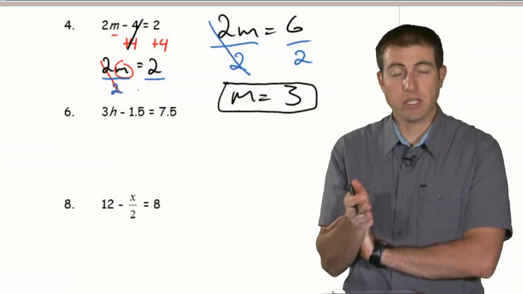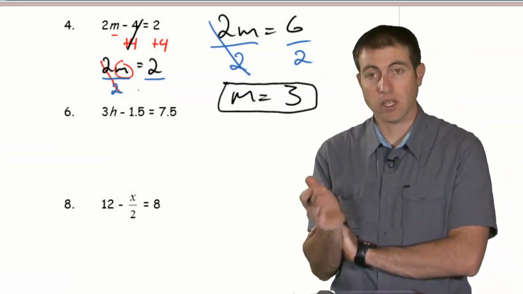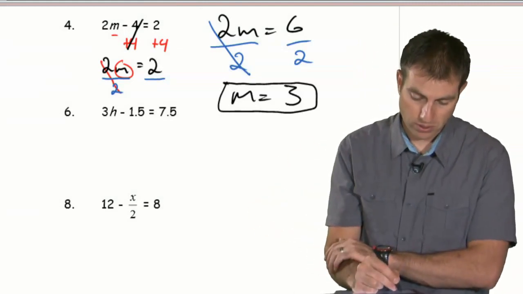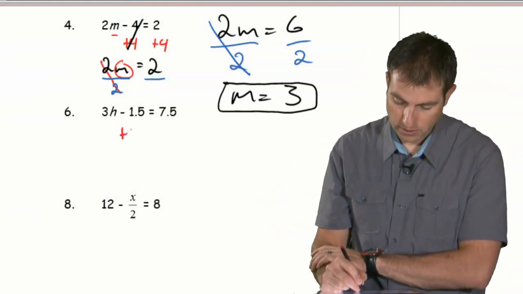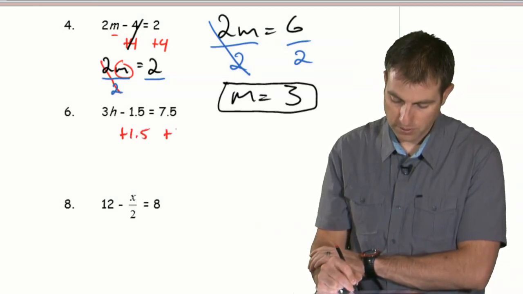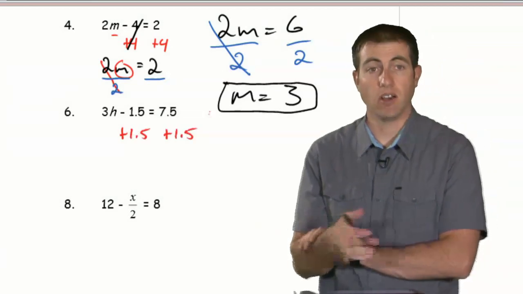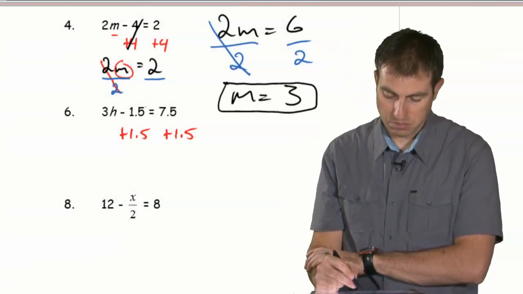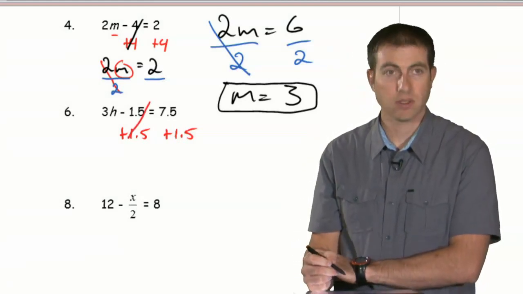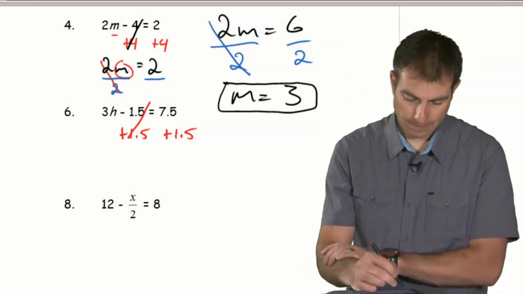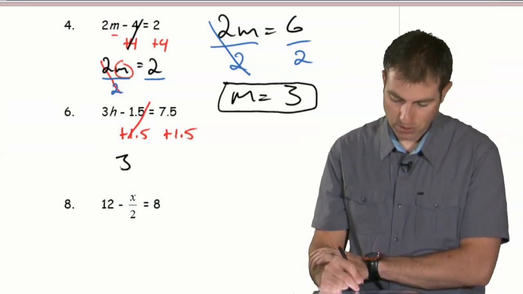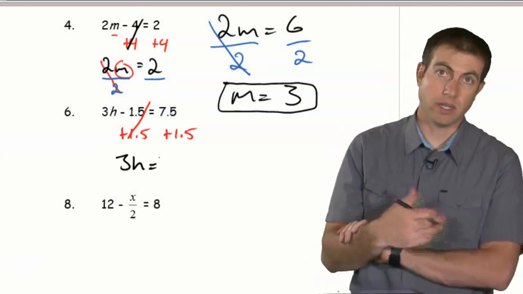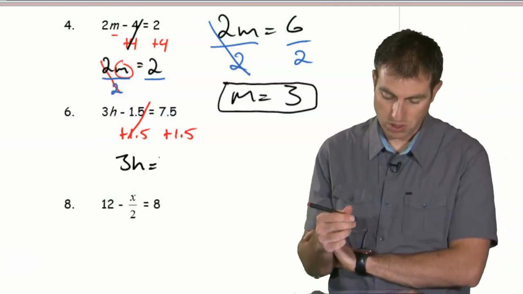So I have the 3h minus 1.5 equals 7.5. I want to move the 1.5 to the other side. So what I'm going to do is add 1.5 to both sides of my equal sign. So negative 1.5 plus 1.5, because those are opposites, are going to go away. Going to give me 3h. 7.5 plus the 1 is 8.5 plus the halves is going to give me 9.